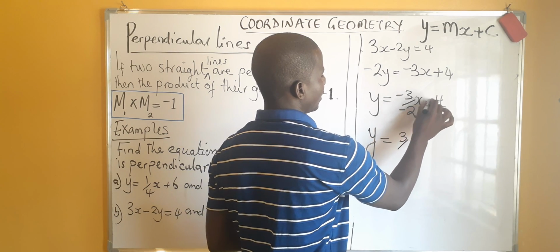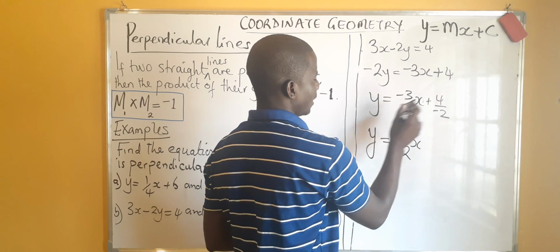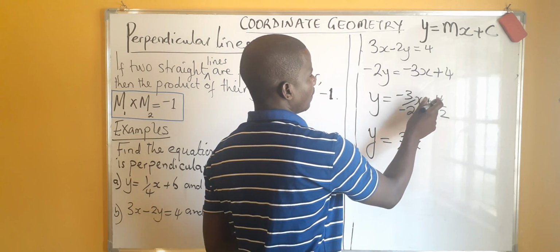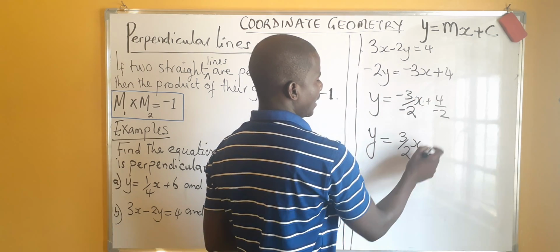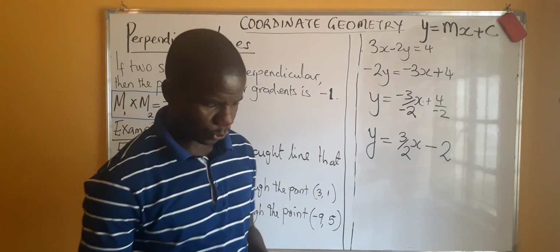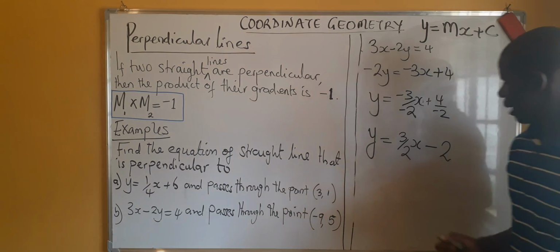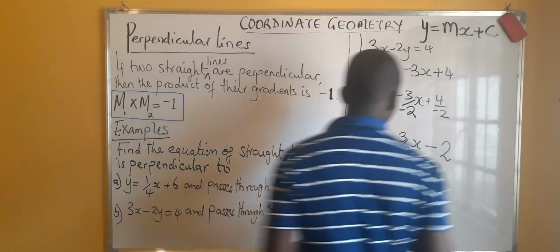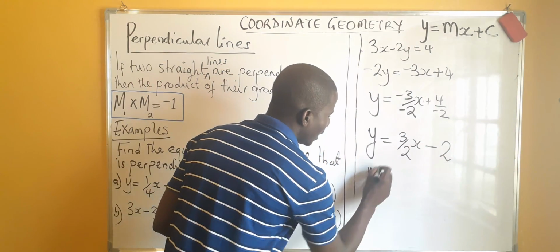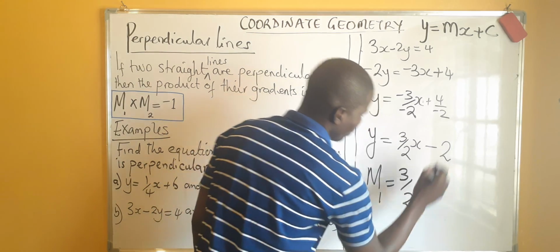Then y, this will be positive now. There's x here. This will be positive because we have negative and negative. Then this one, we have a positive and a minus, and this is going to be 2. All right. So now, after we have the gradient here, at this point we can conclude that m1 is equal to 3 over 2.